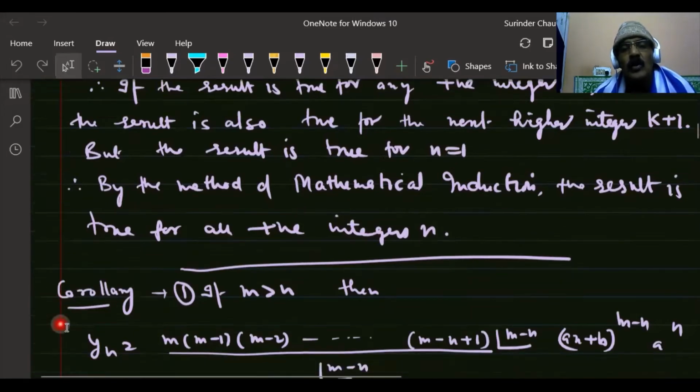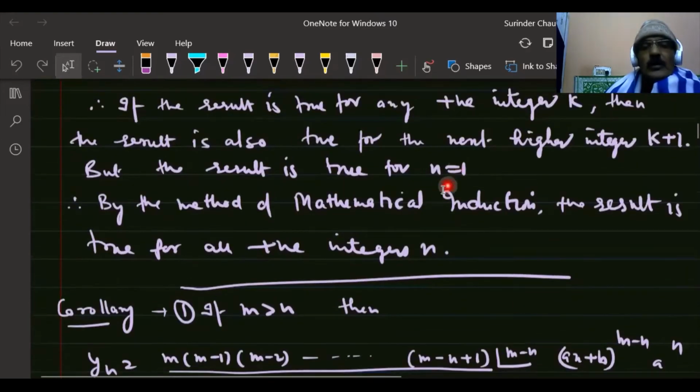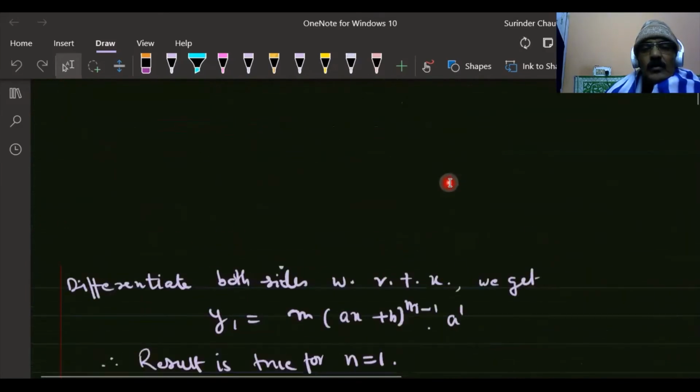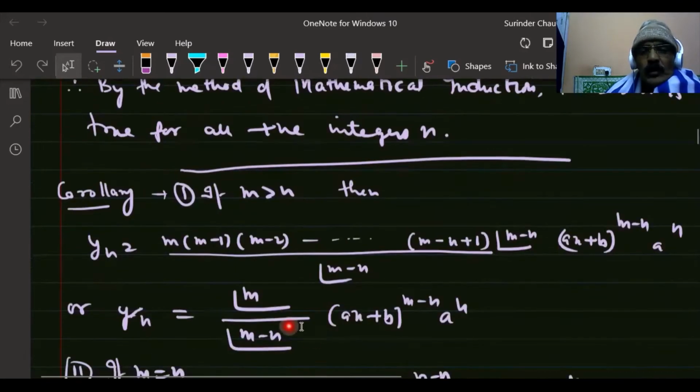Okay. Now the next corollary based on this. If m is greater than n, the result we have produced, we will multiply the numerator and divide by this. We get y_n equal to m(m-1)(m-2)...(m-n+1) a^n (ax+b)^(m-n). Multiply this numerator and cancel out. Now this will become m factorial upon (m-n) factorial into a^n (ax+b)^(m-n).